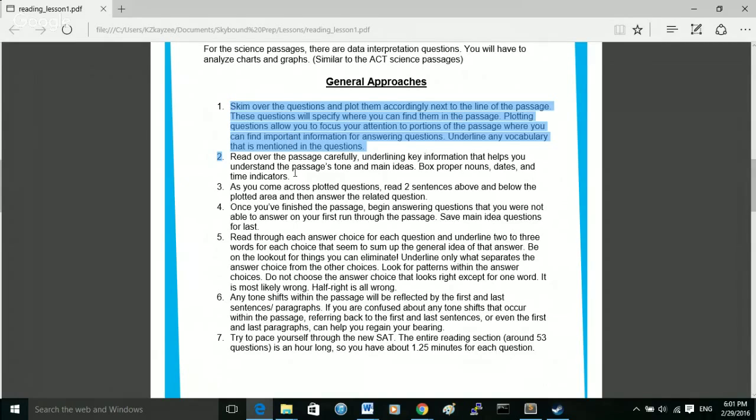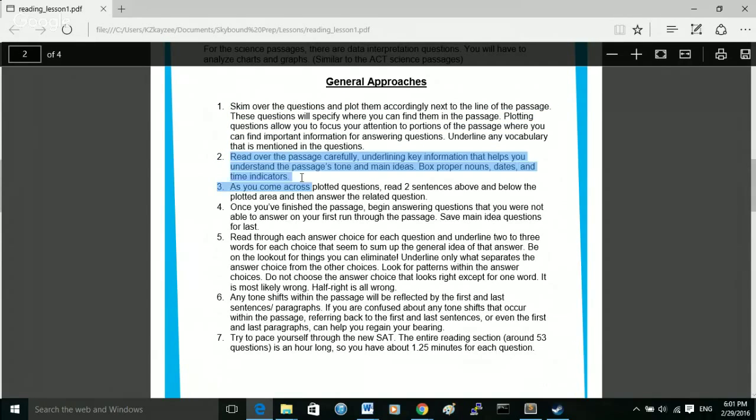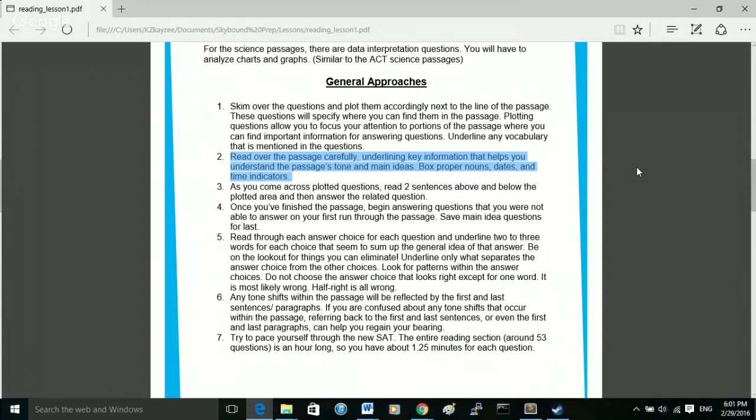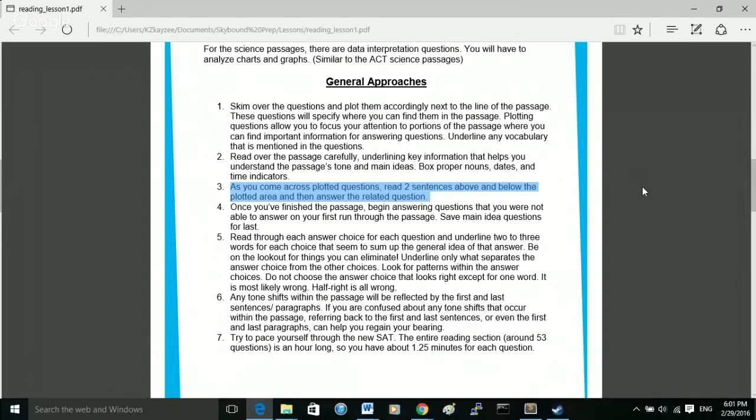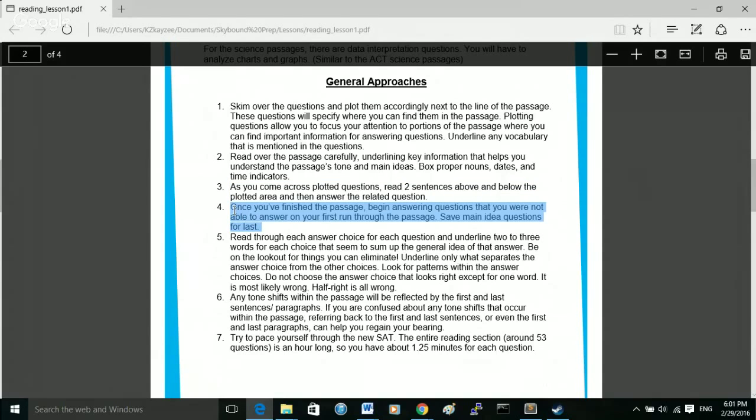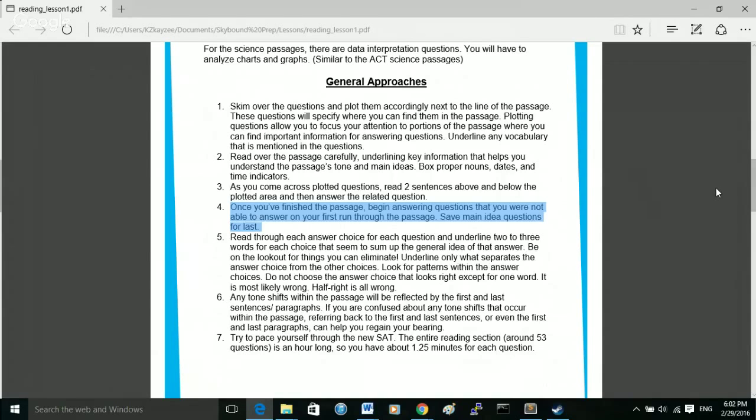Second approach. You want to read over the passage carefully, underline key information that helps you understand the passage's tone and main idea. Make sure to box your proper nouns, dates, and time indicators. As you come across plotted questions, make sure to read 2 sentences above and below the plotted area so you can get the general information related to the question. Now, once you finish the passage, make sure to begin answering the questions that you were not able to answer on the first run through the passage. And make sure to save the main idea questions for last.